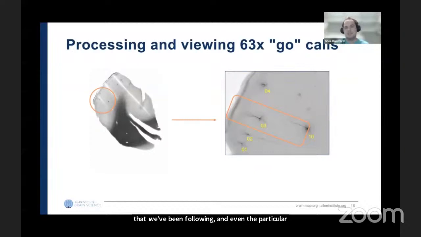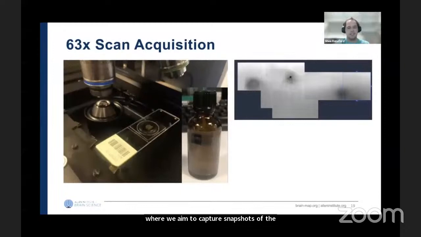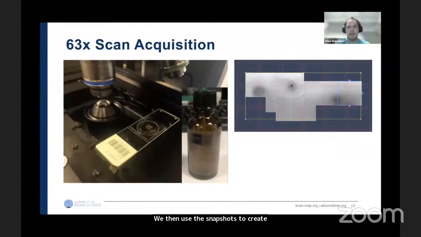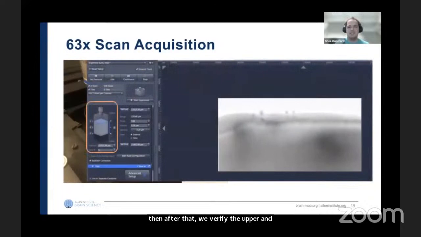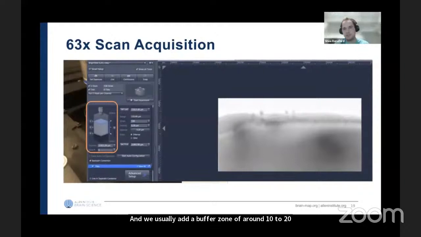Once these go calls have been done, we then gather specific slides for Z-stack acquisition at 63x, where we aim to capture snapshots of the axons and the dendrites in the XY plane. We then use these snapshots to create a tile region. And then after that, we verify the upper and lower bounds in Z to make sure that we're just capturing every aspect of the cell. And we usually add a buffer zone of around 10 to 20 microns above and below the last focus point in the cell, just to make sure that everything is captured.